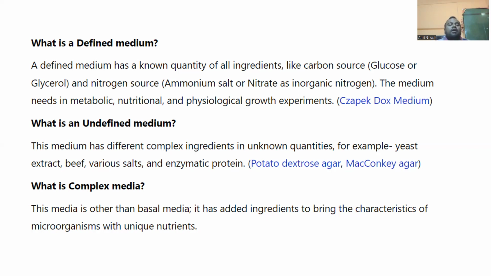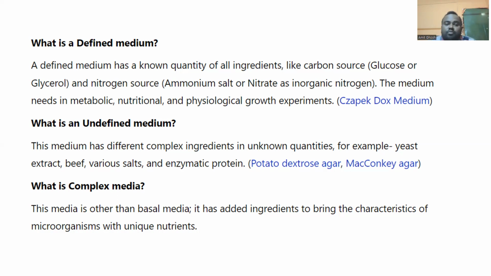Next, what is an undefined medium? We have learned the defined medium previously. Now, what is an undefined medium? The medium has different complex ingredients in unknown quantities, for example yeast extract, beef extract, various salts and enzymatic protein. For example, potato dextrose agar, MacConkey agar. These ingredients are all undefined.